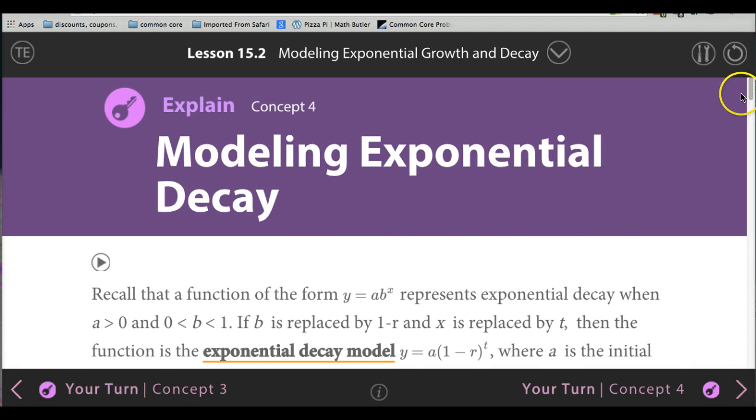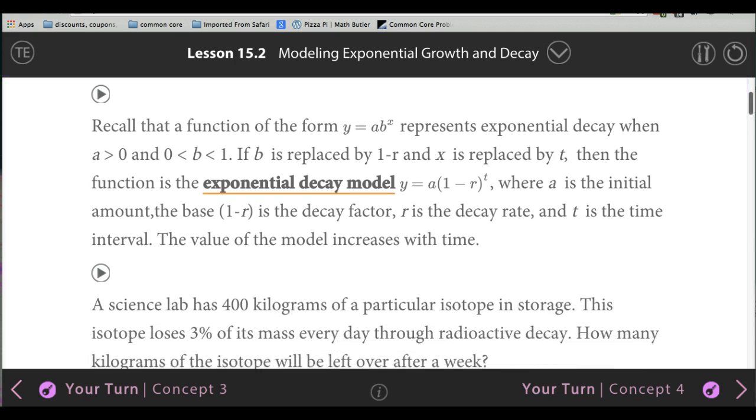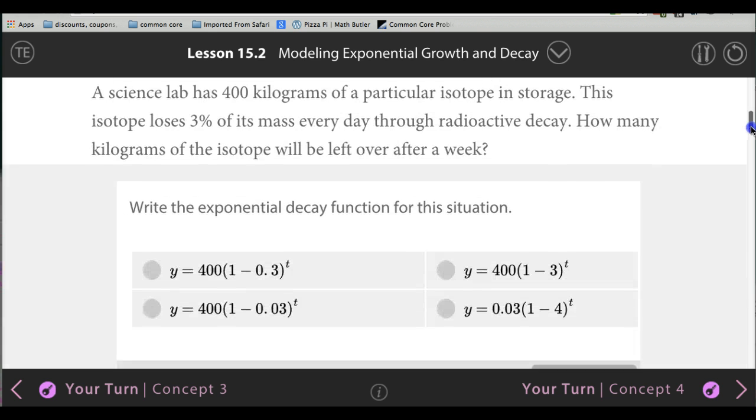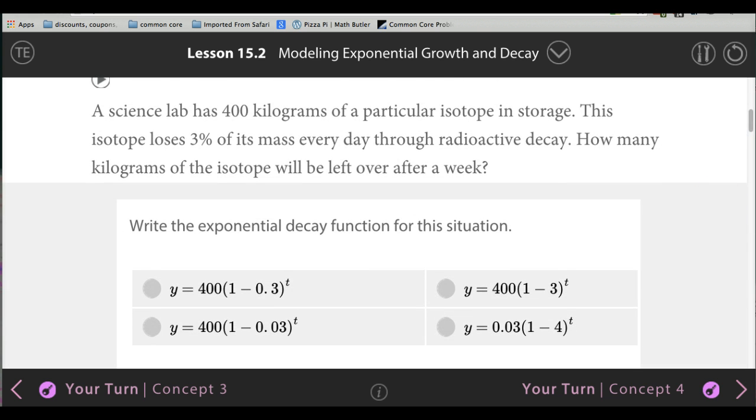Okay, modeling exponential decay. This is just like the other part, it's just that you see the word exponential decay model. What that means is now you're subtracting from 1. So it's the exact same equation you're using, but you're going to be subtracting because it's decaying. A is still the initial amount, 1 minus R is the decay factor, R is the rate in percentage, so you gotta change it into decimals, and T is the time. I'm not going to waste any more time. Let me just go straight into the question here.